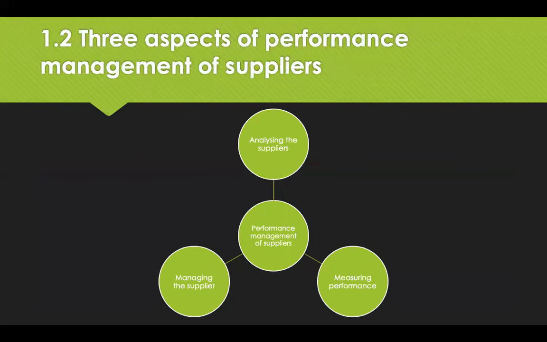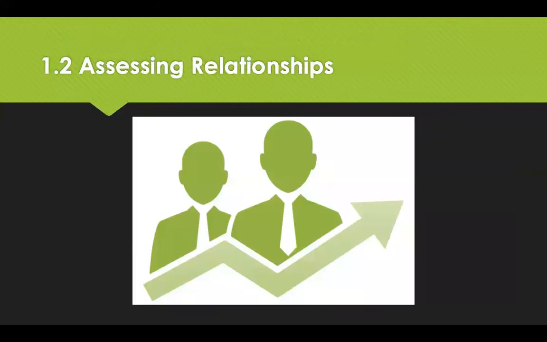Now, whether the supplier is able to perform or exceed their contractual obligations, they can be monitored in 3 aspects. So you can analyse the suppliers, measure the performance, and then manage the supplier as well. So in terms of assessing relationships, a set of KPIs is outlined in your service level agreement. And it should be a very quantifiable set of hard measures, but they don't always allow for the softer assessments of the relationship and how well the 2 parties are able to work together.